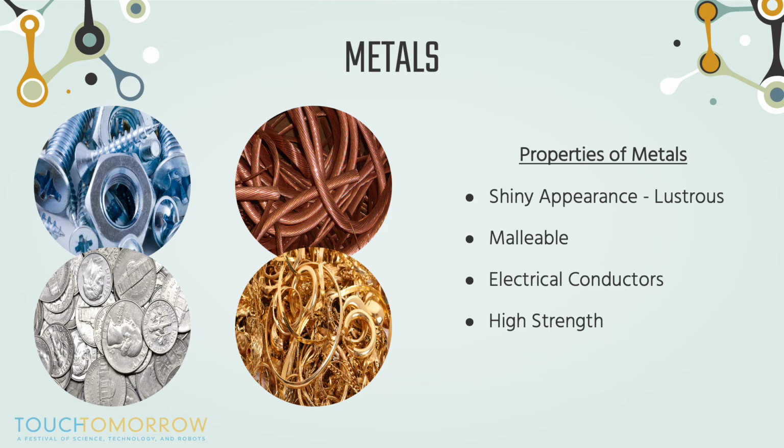That's why you commonly see copper wiring used for electrical wiring in your home, or metal prongs at the end of your plugs. And lastly, one of the most important properties of metals is their strength. Metals are very strong materials, meaning they can withstand a lot of force being applied, such as stretching or pulling, before they break.